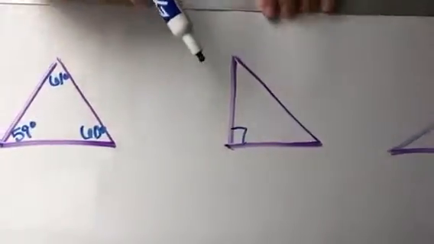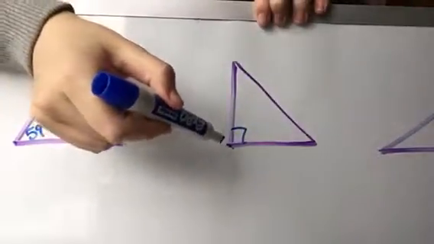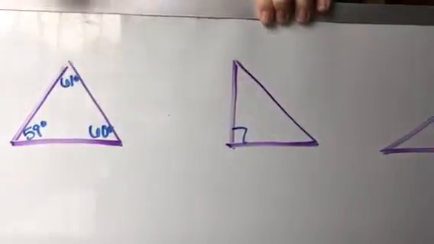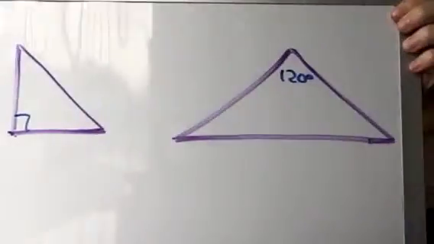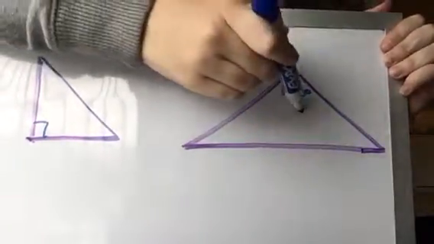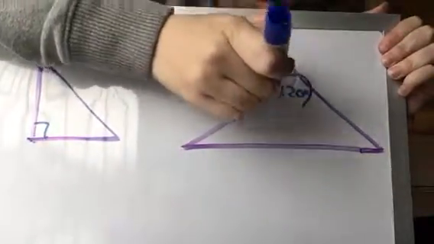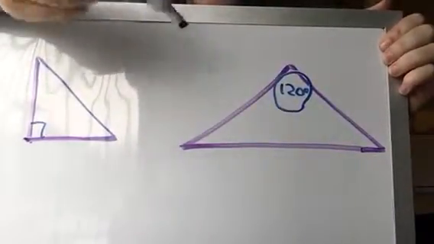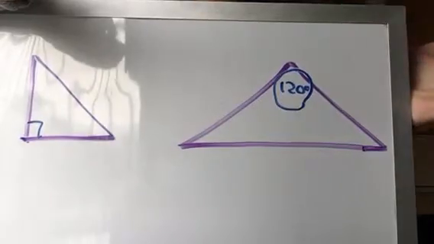This triangle has one angle that is 90 degrees or a right angle, therefore making it a right triangle. And lastly, you can see that this triangle has an angle measure of 120, which is greater than 90 degrees, making this triangle an obtuse triangle.